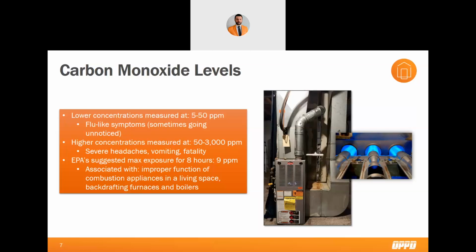Higher concentrations, however, those over 50 ppm to as much as 3,000 ppm, can lead to severe headaches, vomiting, and be potentially fatal. The EPA's, that's the Environmental Protection Agency's, suggested max exposure for 8 hours is 9 parts per million in room air.